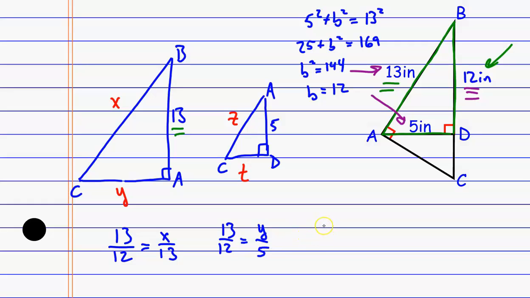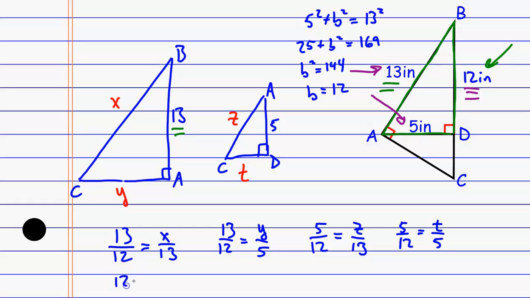I can do the same thing with the little triangle, the hypotenuse, which is z. But again, matching up the long sides, that's 5 compares to 12, the same way that z would compare to 13. So I'm comparing long side to long side, hypotenuse to hypotenuse. And then the same thing, 5 compares to 12, the same way that t, the short side, compares to 5. All right. So now I can just solve each of these proportions, and that'll give me each of the missing sides that I'm looking for.